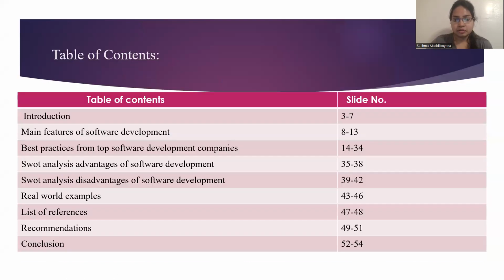Proceeding further, we have come up with a table of contents, which we are going to focus on in the next slides in detail. The first one would be the introduction, followed by the main features of software development and the best practices from top software development companies. We have come up with 20 of the best practices from top software development companies. Next is the software SWOT analysis, then real world examples, followed by the references, recommendations, and conclusions. Let us discuss each topic in detail.